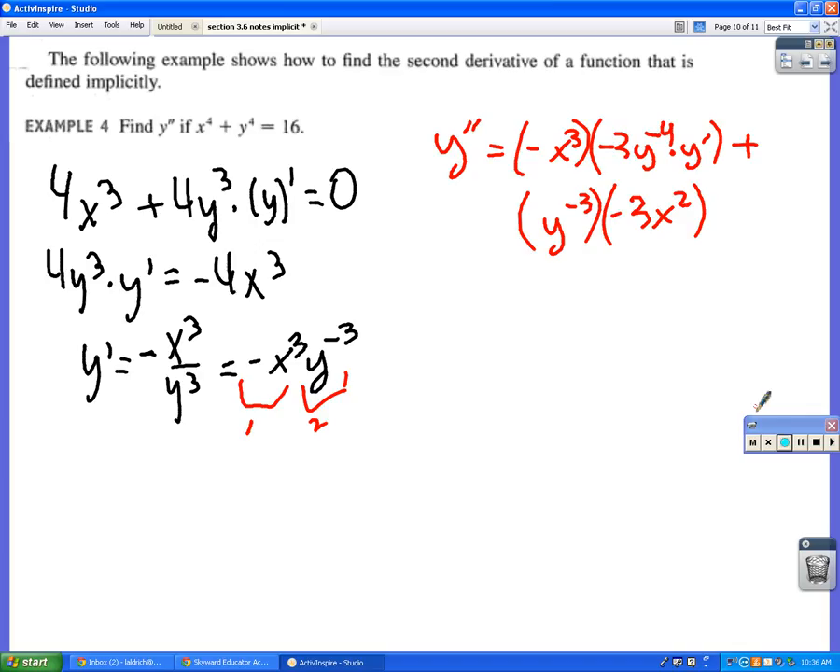Now, here's why this is fun: we're not done. I heard Gabby and Connor having a side conversation about how we've got the second derivative and the answer is in terms of the first derivative, but we don't like that. So we know what the first derivative is, and we're going to plug that into here. Then we're done.